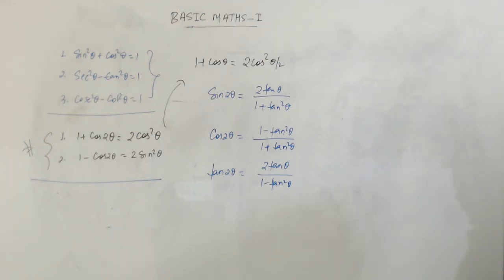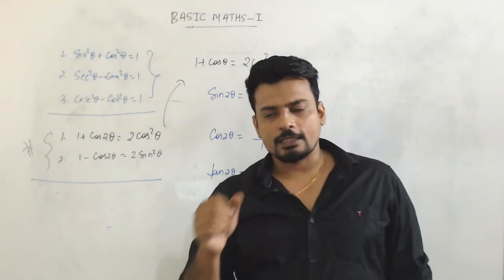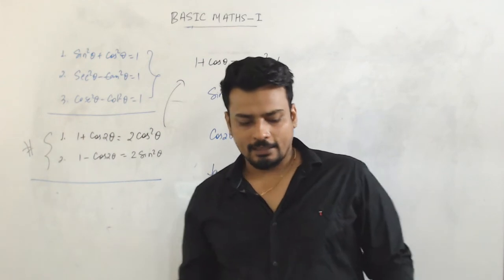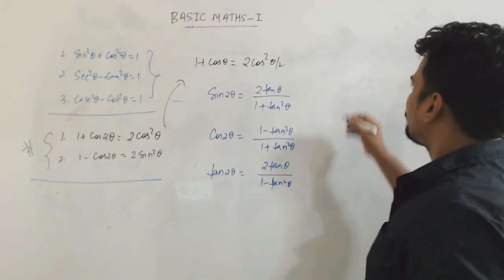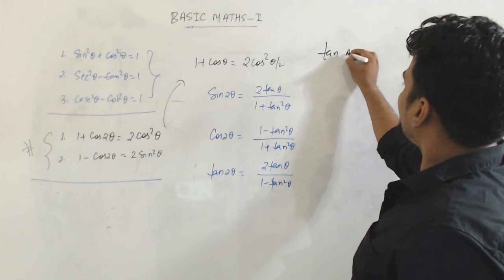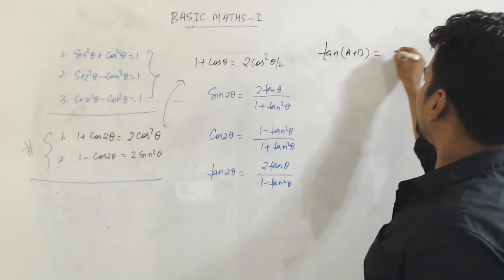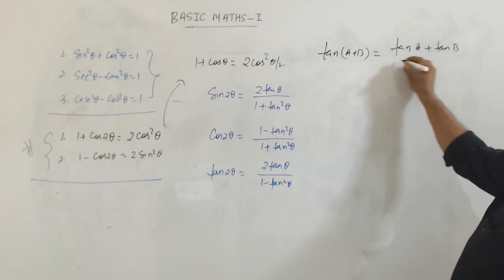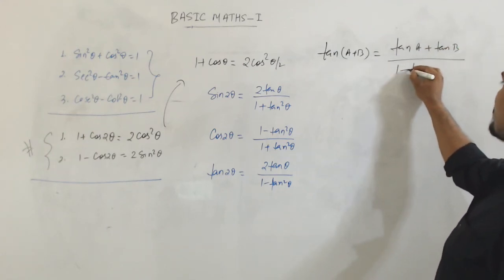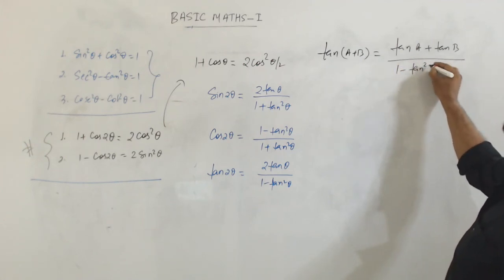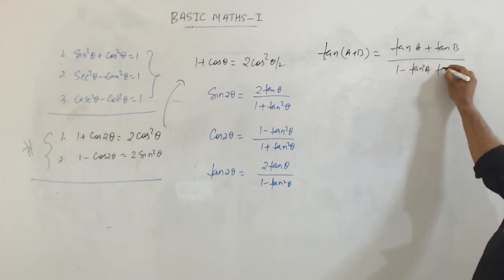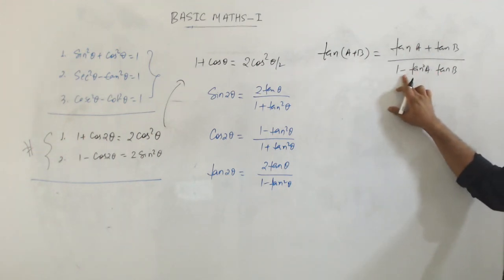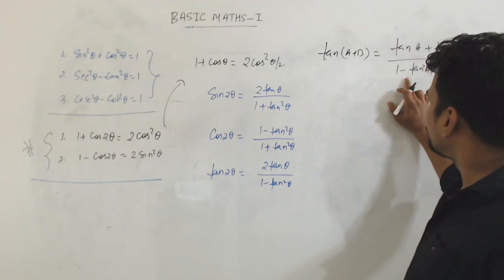You should also know, I have told you about the sine a plus b, cos a plus b and minus of course. That way you should also know about the tan a plus b and minus b. So tan of a plus b is given as tan of a plus tan of b upon 1 minus tan a into tan b. If it is a positive in the numerator, it is going to be a negative over here. Just keep that in mind.